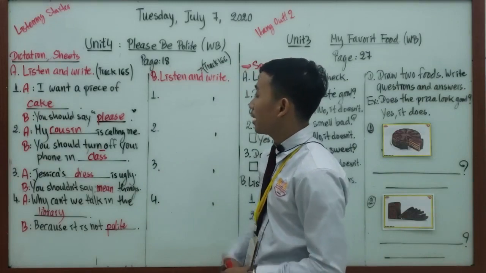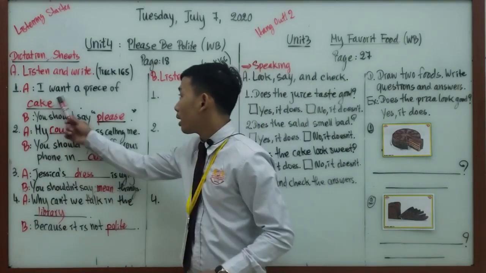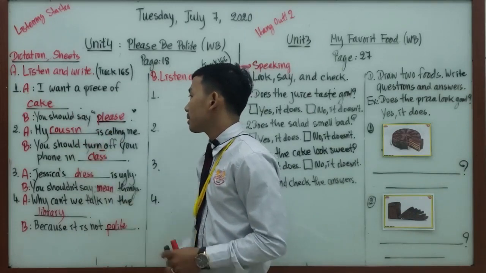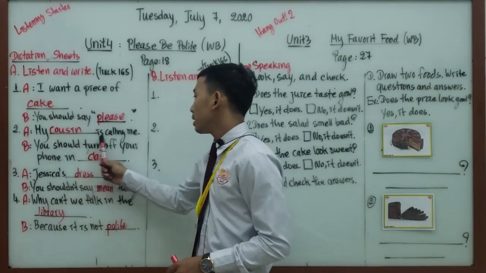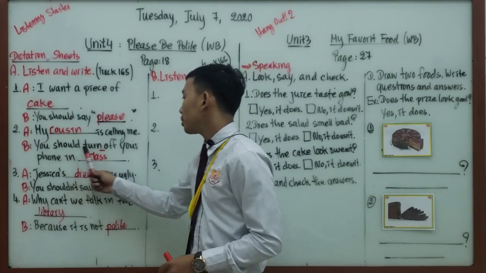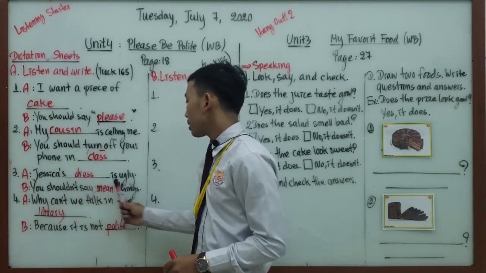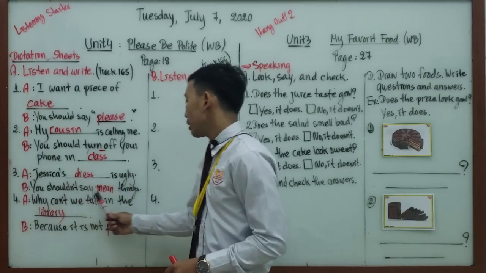Okay, everyone, so I will read it again for you. A. I want a piece of cake. You should say please. My cousin is calling me. You should turn off your phone in class. Jessica's dress is ugly. You shouldn't say mean things.